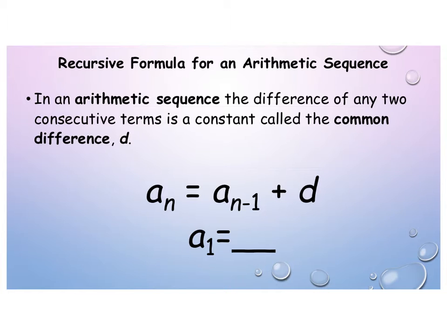A recursive formula for an arithmetic sequence will always look like this. a sub n is equal to the previous term plus some common difference. In order to be an arithmetic sequence, you must have the exact same difference each time. You're adding the exact same number. And I must specify a sub 1.